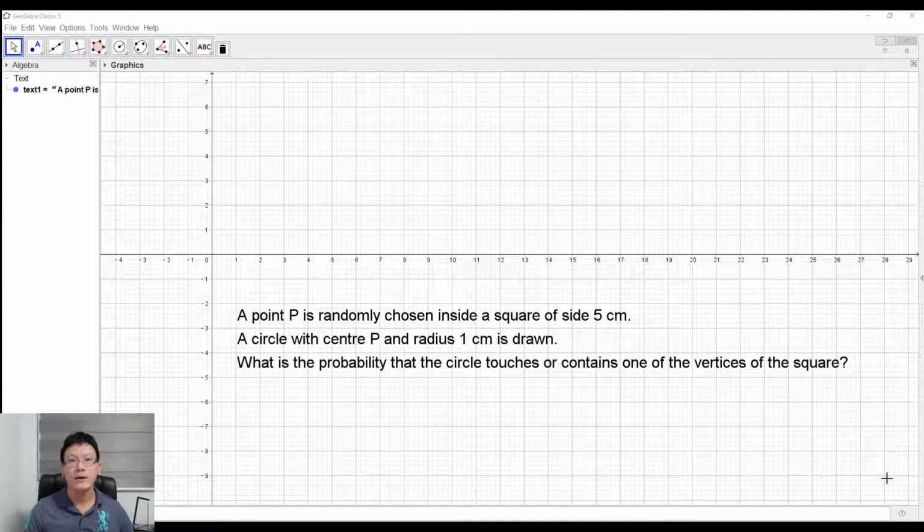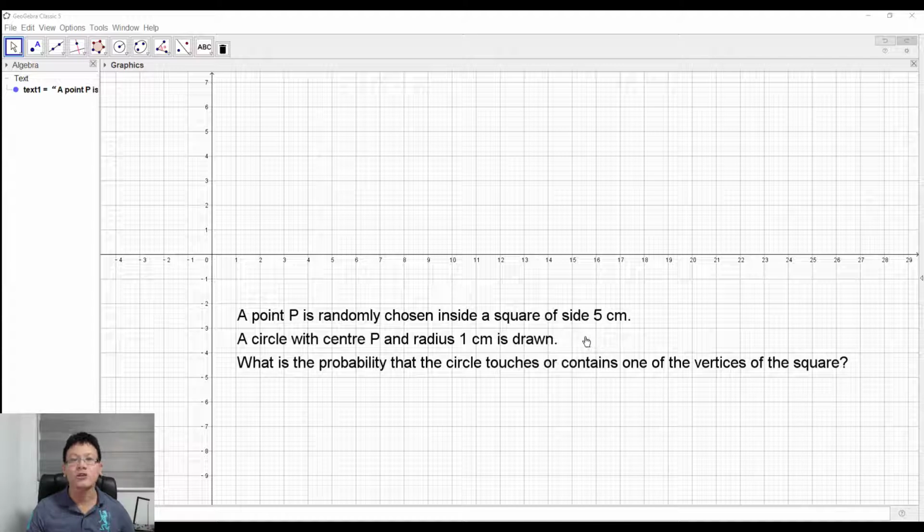Hello, today we are going to look at an interesting probability question and use Geogebra to analyze the question. Now, the question is as follows. A point P is randomly chosen inside a square of side 5 cm. A circle with center P and radius 1 cm is drawn. What is the probability that the circle touches or contains one of the vertices of the square?